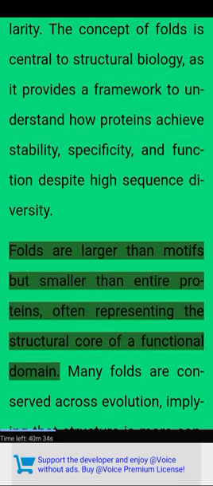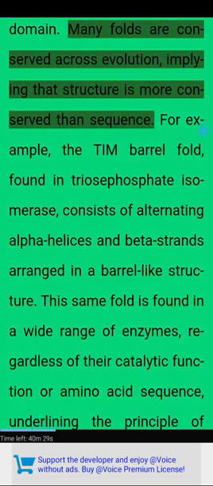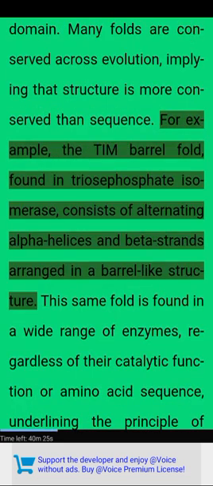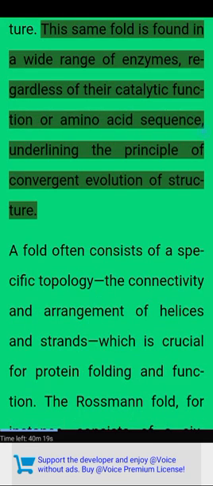Folds are larger than motifs but smaller than entire proteins, often representing the structural core of a functional domain. Many folds are conserved across evolution, implying that structure is more conserved than sequence. For example, the TIM barrel fold, found in triosephosphate isomerase, consists of alternating alpha helices and beta strands arranged in a barrel-like structure. This same fold is found in a wide range of enzymes, regardless of their catalytic function or amino acid sequence, underlying the principle of convergent evolution of structure.